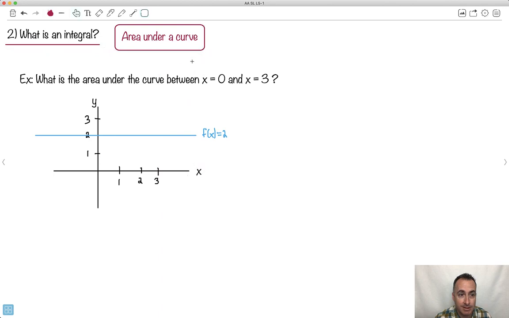That's it. So for example, this curve right here, f of x equals 2, it's a straight line. Well, a curve can be straight. And I want the area between x equals 0 and x equals 3. So let me just try to do that here. So I'm going to take a look at this.